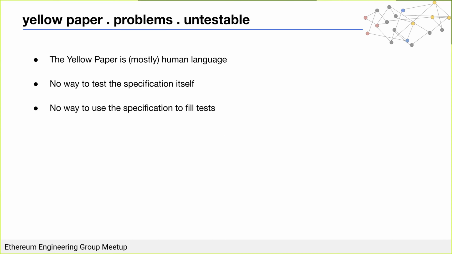It's untestable. So the yellow paper is written in human language, mostly human language. And there's no way to test the specification. You can't write a unit test to make sure that what the yellow paper describes is what you want it to describe. And you can't use the yellow paper to fill tests. So if you aren't familiar, there's a corpus of tests that are defined, and then you run them against a client to generate the output. And then you can use this to verify other clients to make sure they behave the same way. You can't do that with the yellow paper. The yellow paper is English. You can't execute it.